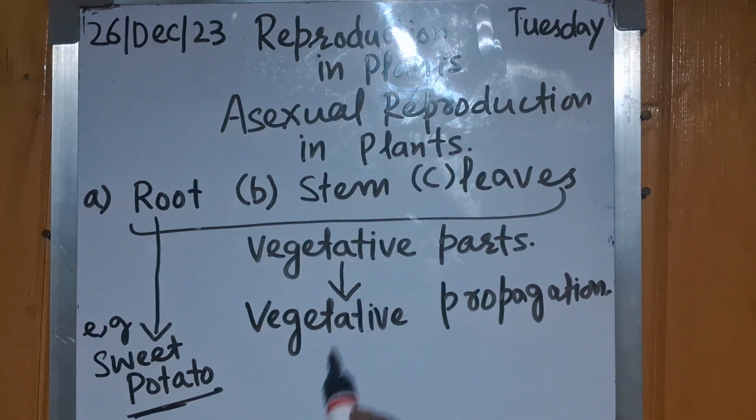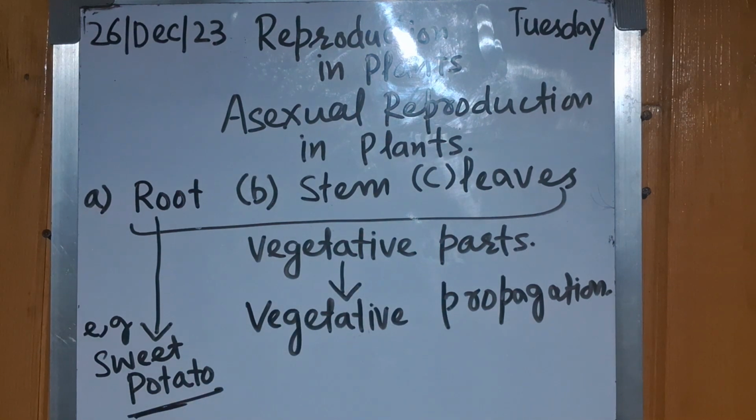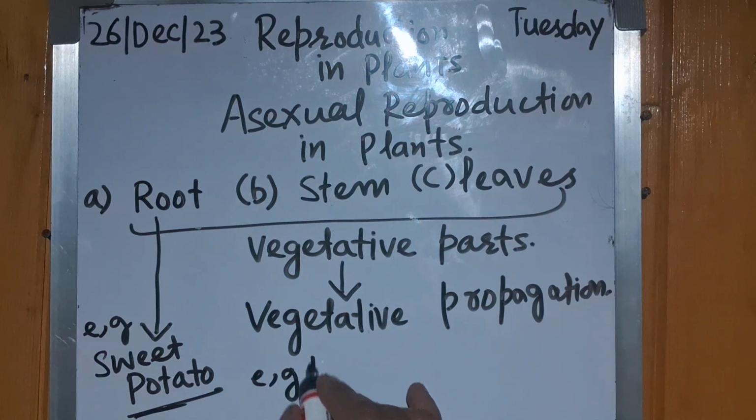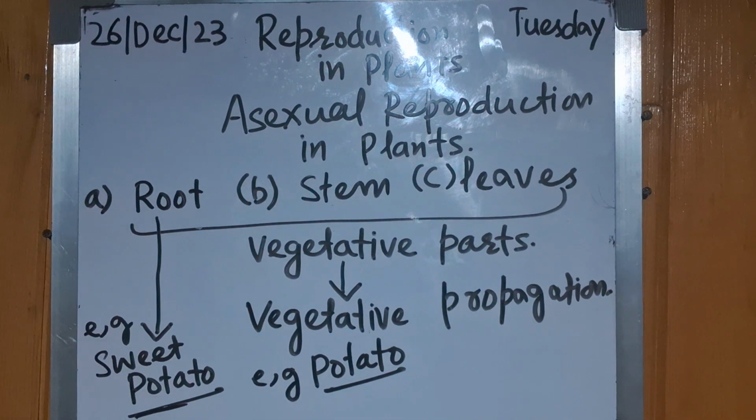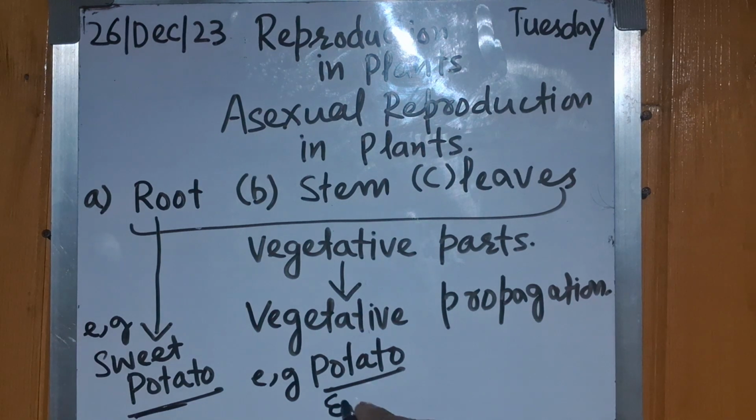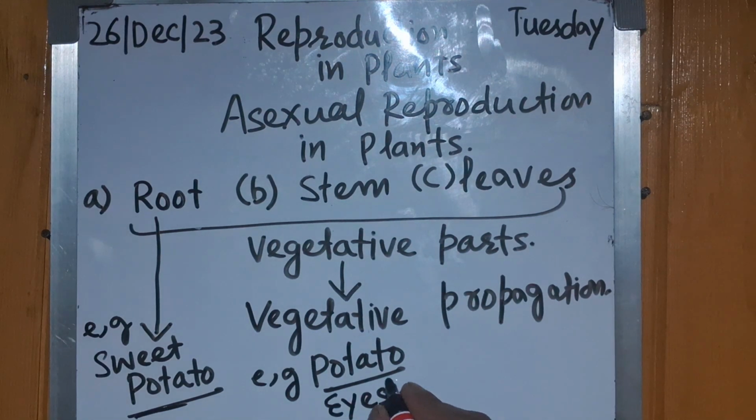Now we will study stem. Example of stem, where stem behaves as a vegetative part. Example is potato. Potato has small depressions on the surface. These depressions are known as eyes. These eyes are involved for the production of new potato plants.